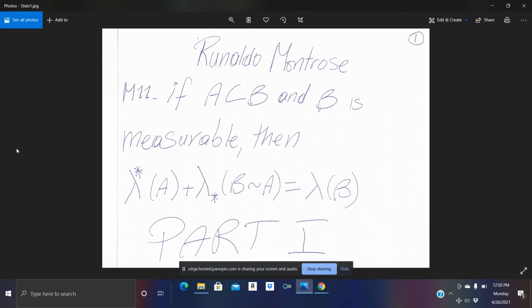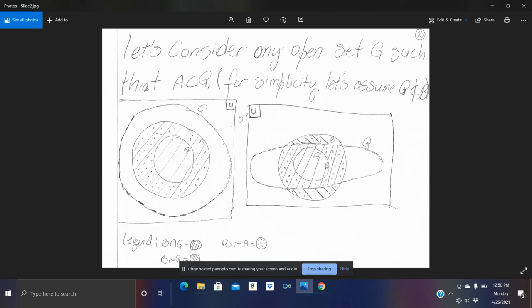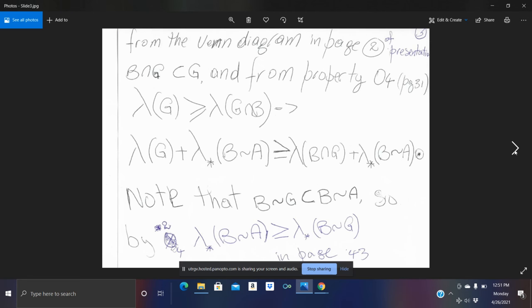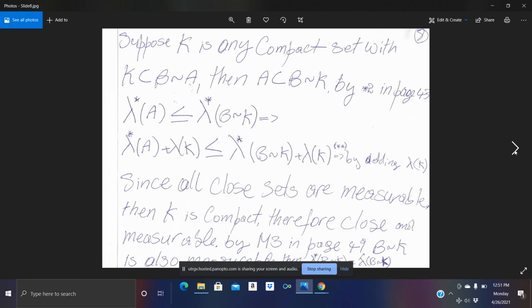If we go to the Venn diagram that we have at the beginning, in page 2 of our slides, if K is a subset of B minus A, where A is everything where we have these dots here, this is the set B minus A. If K is inside this, then A itself is going to be a subset of B minus K, because if this is B and K is inside here, A is automatically inside B minus K. Because of that, by property 2 in page 43 again, we are able to say that the outer measure of A is less than or equal to the outer measure of B minus K.